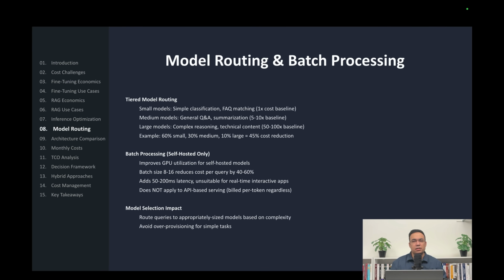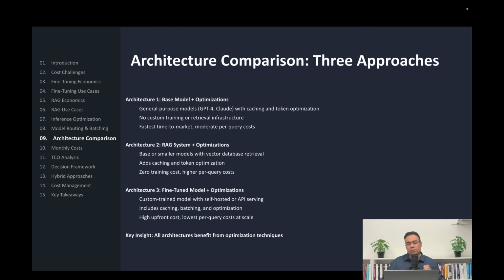Now, these optimization techniques can be applied to any of the three fundamental architectures. Let's compare those architectures head to head. This is where the rubber really meets the road in terms of making the architecture decisions. Architecture 1 is a base model plus optimizations. This means you're using general purpose models like GPT-5 or Claude with caching and token optimization applied. You have no custom training or retrieval infrastructure to build or maintain. This offers the fastest time to market and you can be in production in days. You have moderate per query cost because you're paying full API pricing, but you're optimizing token consumption.